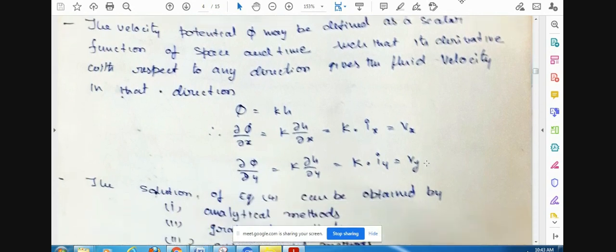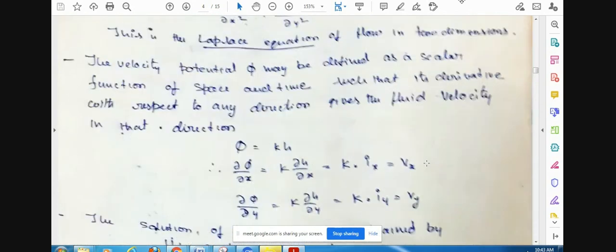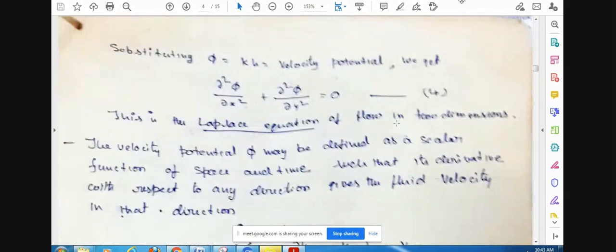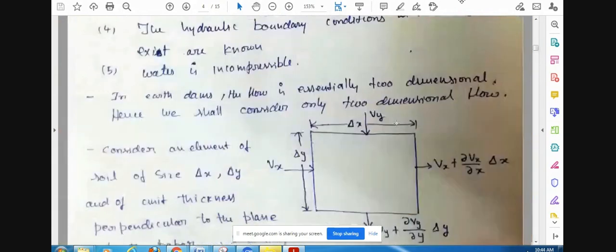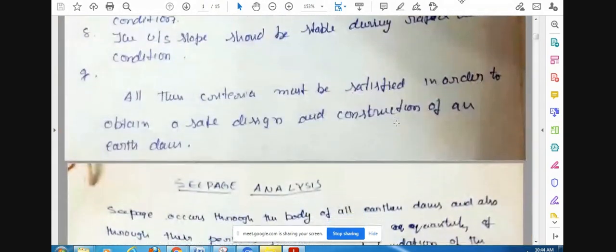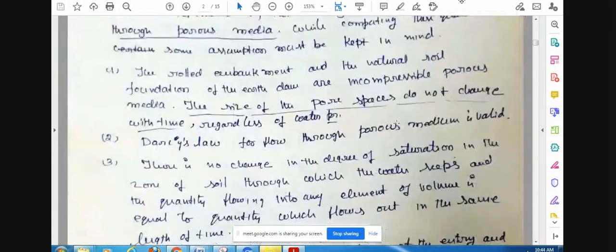If you can solve this equation, then solving that equation is nothing but quantifying the seepage through the body of the dam. How to solve this equation? That is another topic, right? So this is the theory of fluid flow through porous media, seepage analysis. Any question up to this point?